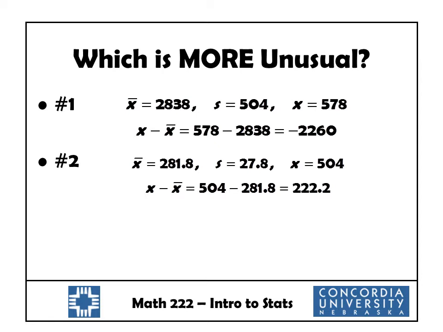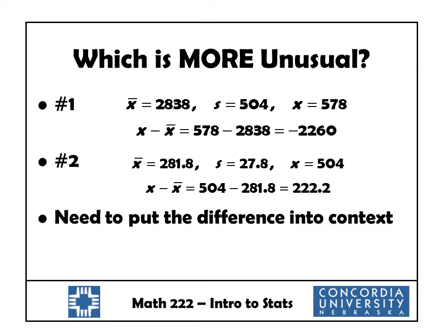Okay. Now we're going to compare these two, like what we did in the last example from the previous section. Which of these data values is more unusual in the context of the problem? In the first one we were 2,260 units below the mean, and in the second one we were 222 units above the mean. We might be tempted to say that the first one is more unusual because it's further from the mean. However, notice that in the first example we're using larger numbers. Our mean is a lot larger than in the second example. So we need to be careful about comparing those distances. We need to put things into context.